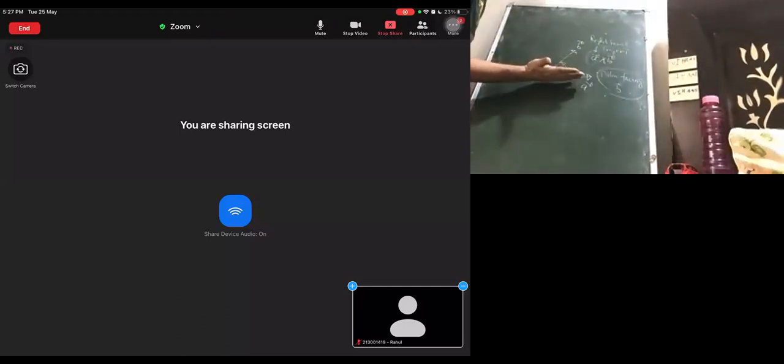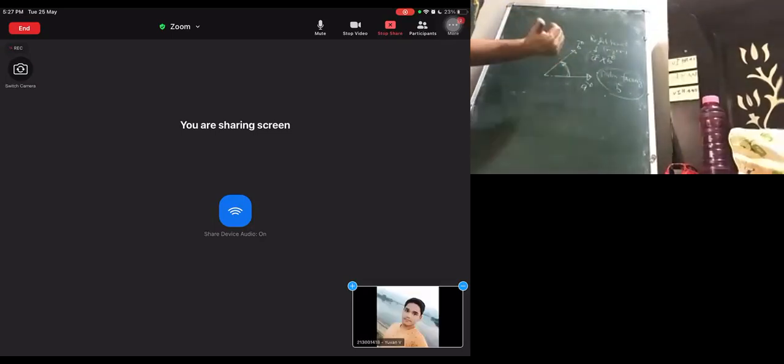And then I have to curl my fingers towards B. If I curl my fingers towards B, are you observing? My fingertips are pointing towards this arrow, right or not? Yes, sir. And then this thumb is pointing outwards or inwards? This thumb is pointing outwards. If it is pointing outwards, then draw a dot here. Dot means outwards. This gives us the direction of A cross B.